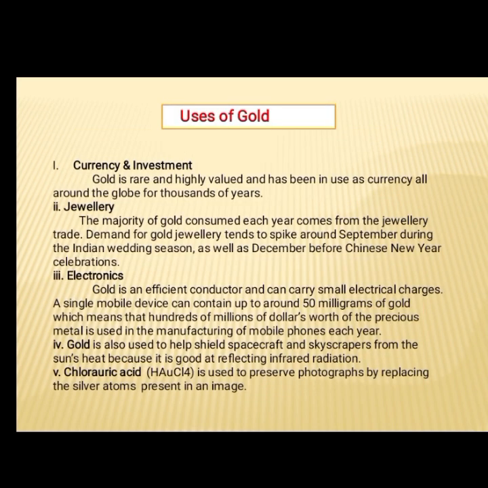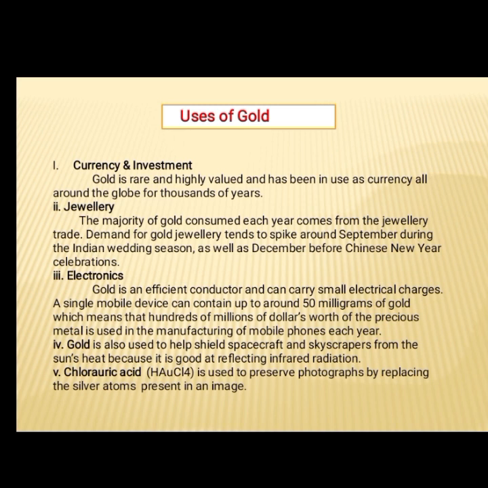The next, uses of gold. Currency and investment. Gold is rare and highly valued and has been in use as currency all around the globe for thousands of years. Jewelry. The majority of gold consumed each year comes from the jewelry trade.